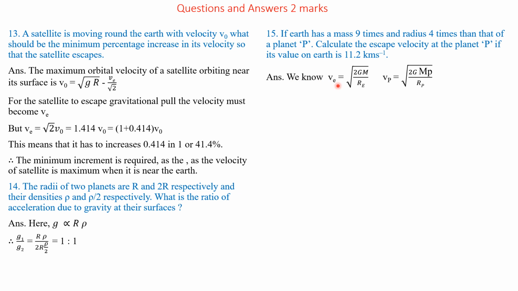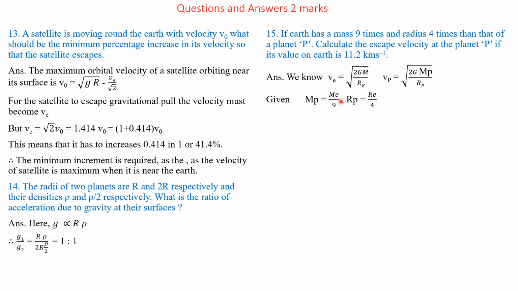We know the velocity of Earth is equal to square root of 2 G Me divided by Re, and the velocity of planet Vp is equal to square root of 2 G Mp divided by Rp. Therefore, Mp is equal to Me divided by 9, and Rp is equal to Re divided by 4.